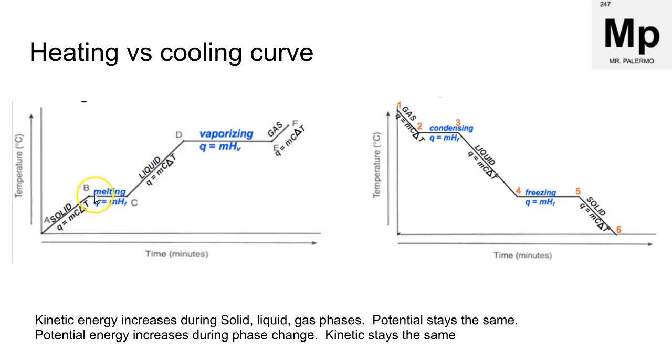When we get to our phase change, we notice that temperature is not increasing, so kinetic energy is not increasing. So what is increasing during our phase change? Our potential energy. So potential energy increases during the phase changes. So potential energy, phase change, plateau.